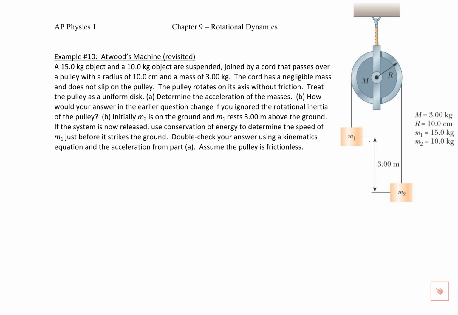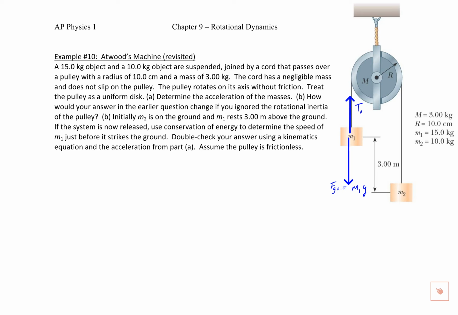Okay, so the first thing we're going to need to do, just like we did before, is draw a free body diagram for m1, m2, and we're also going to draw a free body diagram for the pulley. Starting with m1, we can draw an upward force acting straight up. That would be the tension acting on m1. Then we have the force of gravity acting straight down.